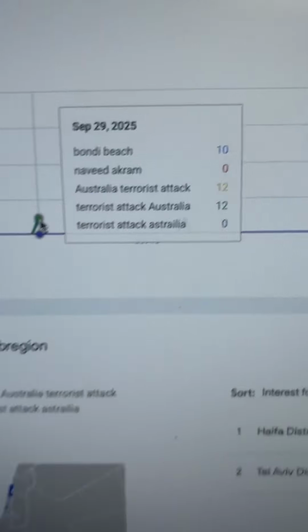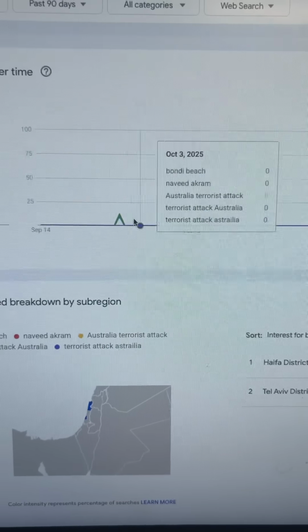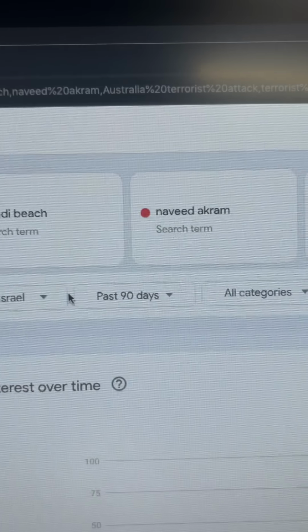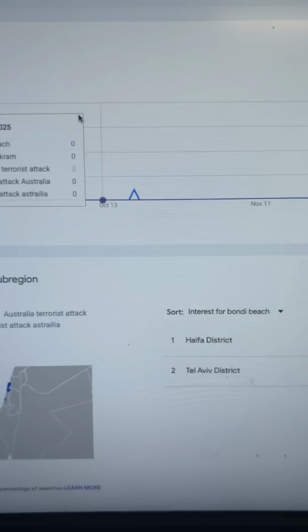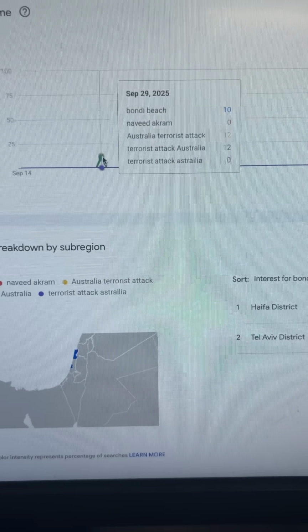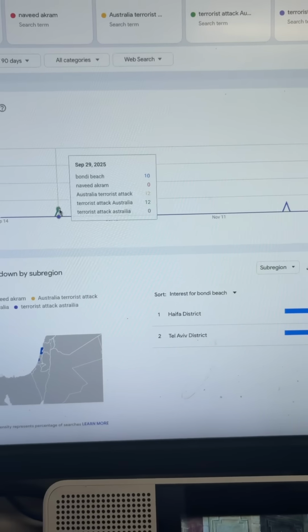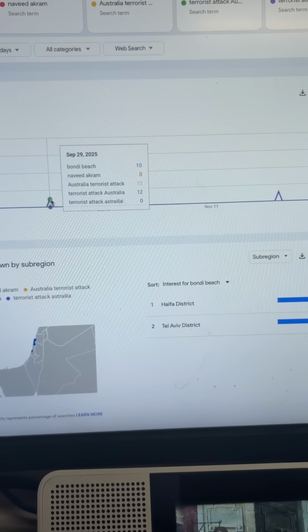So those terms, what are the odds on September 29th in Israel, past 90 days, that those terms were all searched at the same time on the same day? You know, the odds seem a little bit alarmingly unusual. It's almost like it was planned, right?